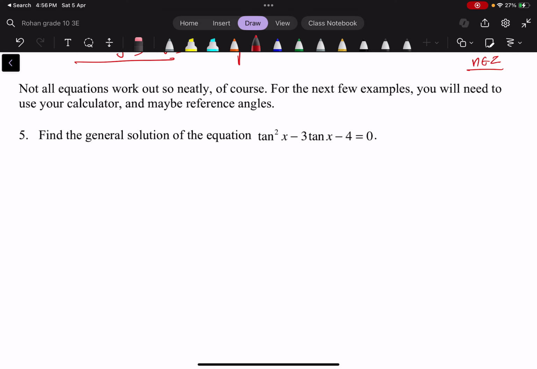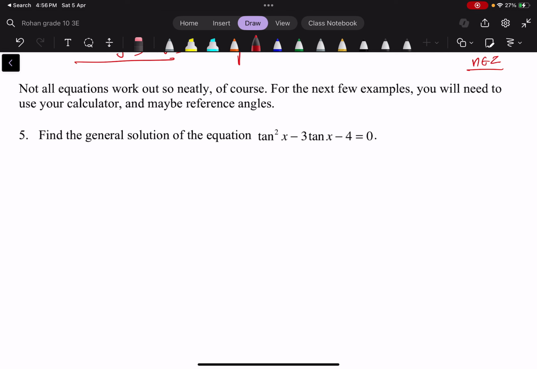Not all equations work out so neatly, of course. For the next few examples, you need to use a calculator and maybe reference angles, because they are not standard angles. Find the general solution of the equation. To begin with, you wouldn't know, so what will you do? You substitute tan as y, not x, because x is already there in the sum. So y squared minus 3y minus 4 is equal to 0.